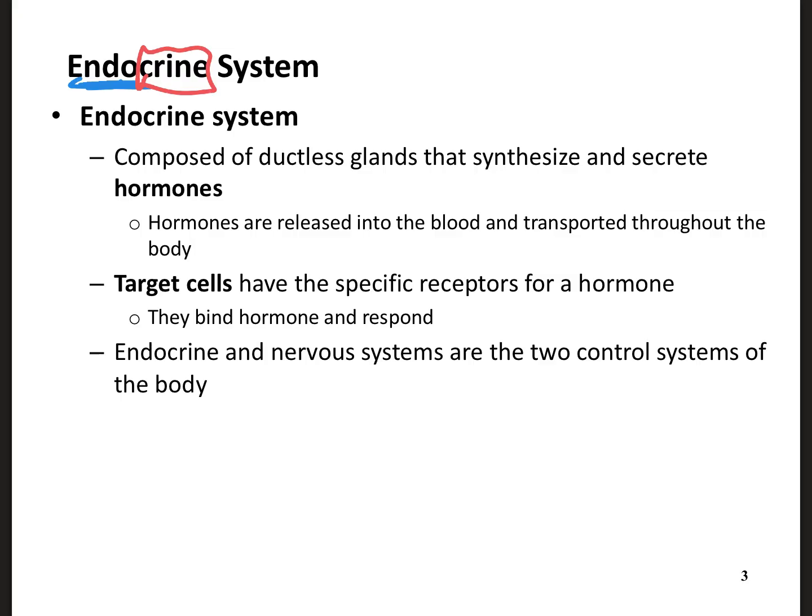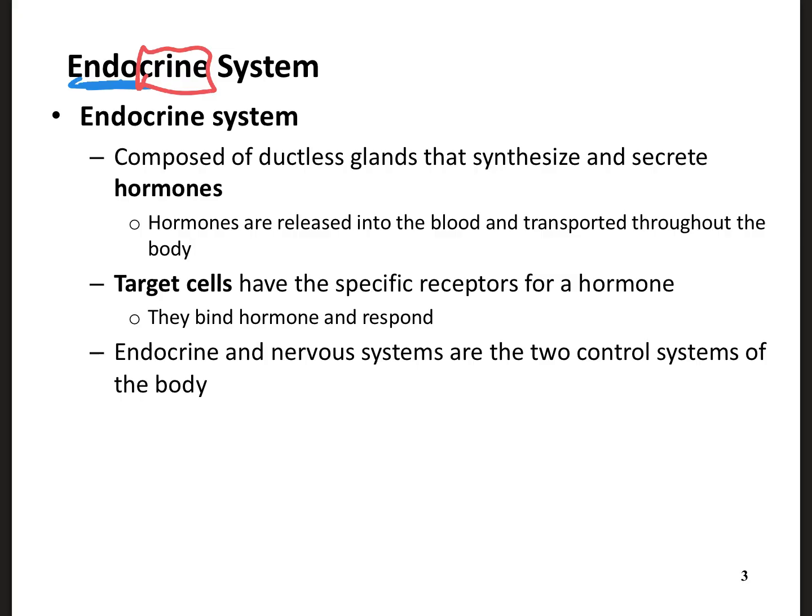Yes? Okay. So now, does every cell in the body respond to a hormone? Why do you say no? Ding, ding, ding. Right? The response of a cell to a hormone depends upon whether or not that cell has a receptor for that hormone. Okay? So, target cells are the cells that have the specific receptors. They will bind and can respond to the hormone that's released.